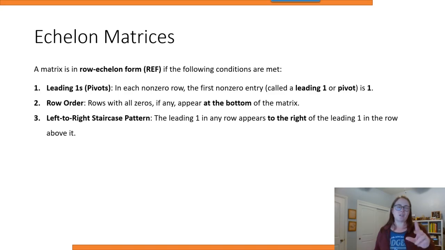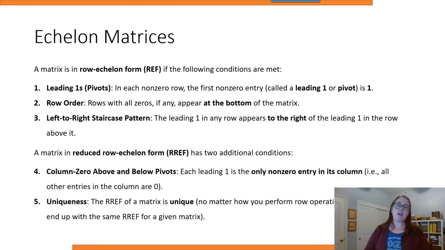We're going to add one more for a technicality to get to reduced row echelon form. With this one, I have those first 3 still. So I need the leading pivots, my zero rows need to be at the bottom, and I need to have this left to right staircase pattern going on with my leading ones. And then in addition to that, now I have to have zeros above the leading ones as well. So if I go down a column where a leading 1 is, I shouldn't have any other non-zero values in that column.